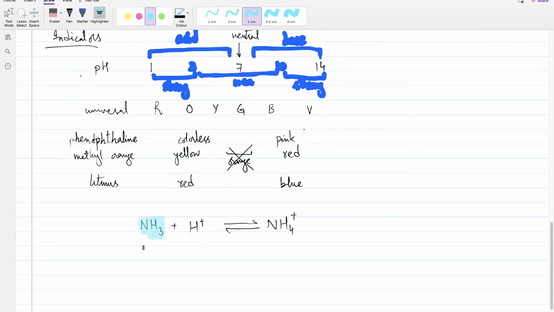How many hydrogen does it have on the left side? 3. How many does it have on the right side? 4. That means it has gained an H positive. So this is base or alkali because it accepts H positive. And this is acid because if you go left, ammonium changes to ammonia. It loses an hydrogen positive. Okay, 1 proton, it loses it.